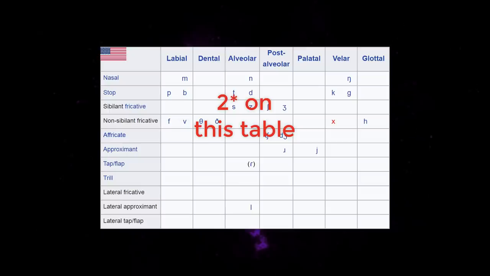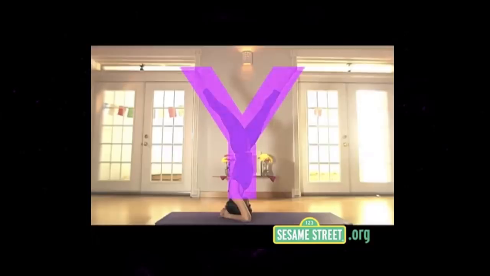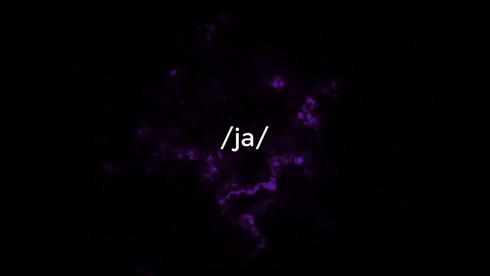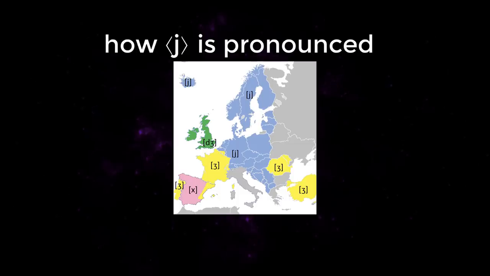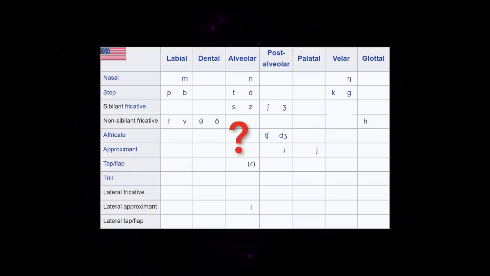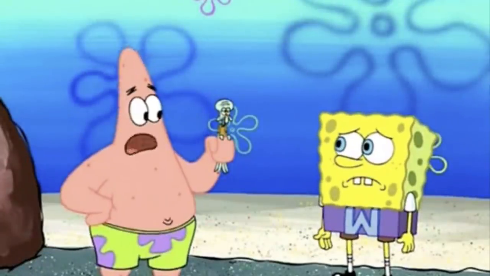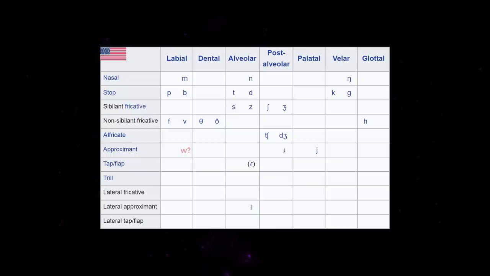One step down are the approximants, where the airflow is obstructed a teeny bit. In English, we have three: the Y sound, the R sound, and the W sound. Ya, ra, wa. The Y is represented by a J because it works like that in a lot of different languages, but where's the W sound? If you've been actively paying attention to what your mouth does, you should see that W comes from both lips. So it should be in the first column, the bilabial, right?